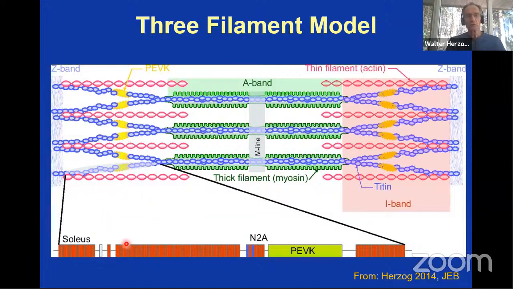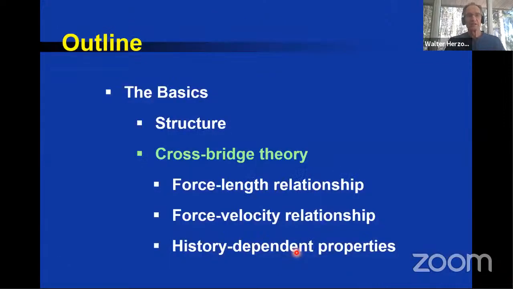And when you unfold them, they have two unfolding sequences. When you fully unfold them, they get to 28 nanometers. So in other words, each of these immunoglobulin domains can increase its length by about a factor of 7. And then the same is true for the N2A and the PVK regions of titin. And I'll be talking about that a little bit later.